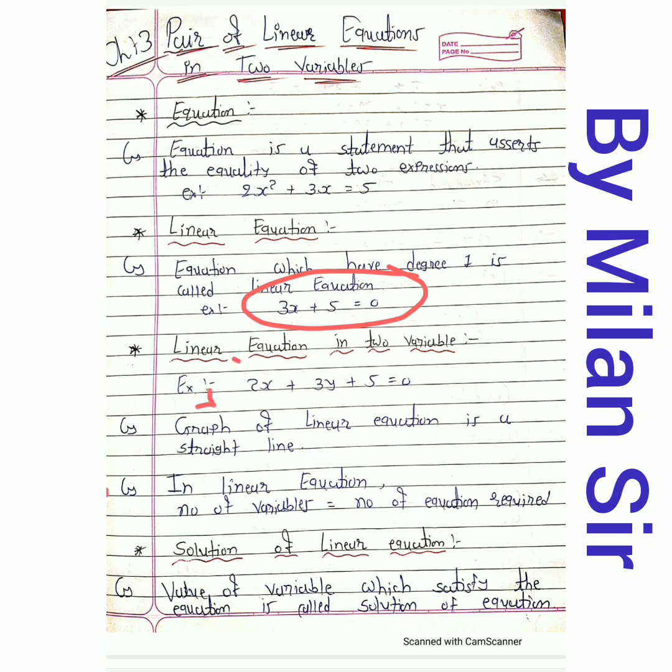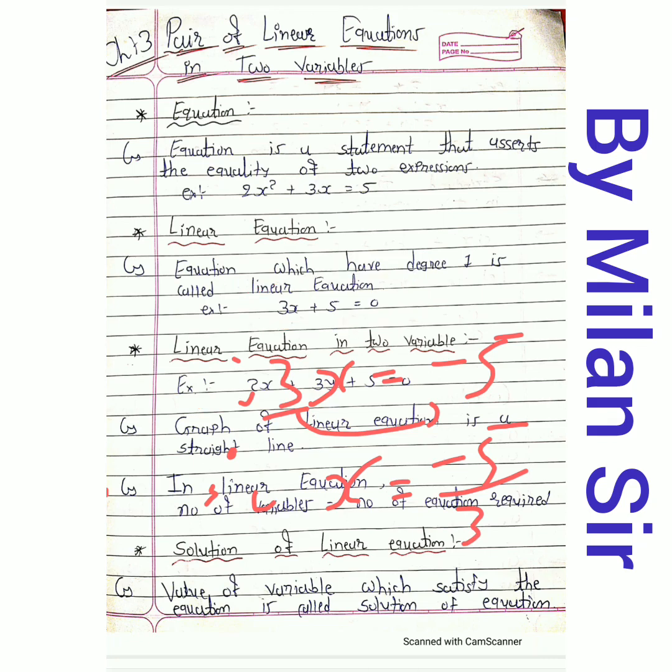So transfer this 5 to the right hand side, it becomes minus 5. Now transfer this 3 to the left hand side, it goes to the denominator. So minus 5 by 3 is the solution of the linear equation, because only one variable is present, so we want only one equation.